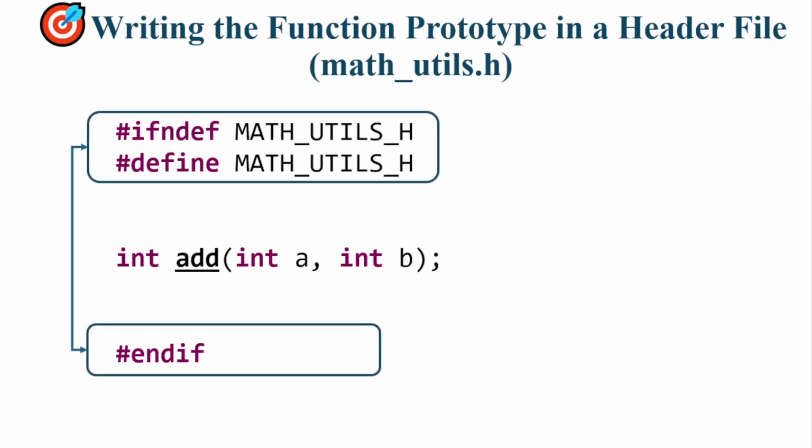The lines #ifndef, #define, and #endif are called include guards. They prevent the file from being included more than once during compilation, which can cause errors. We don't write the function body here, only the declaration. Only the declaration. This header file can now be included in any .c file that wants to use the add function, such as main.c.